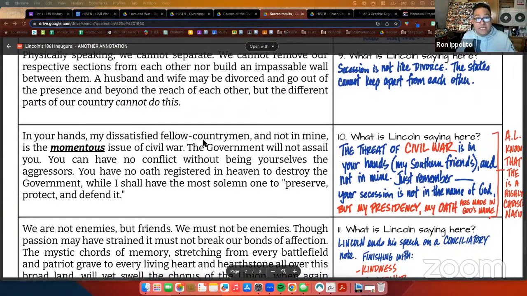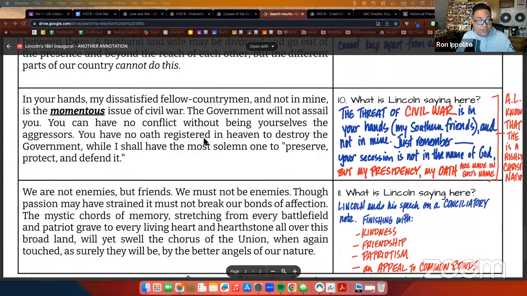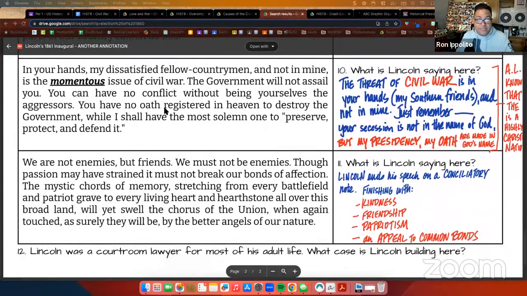And so now this is when he finishes on a very conciliatory tone. He's ending on a tone of kindness and he's trying to keep the peace, right? He says, in your hands, my dissatisfied fellow countrymen, and not in mine is the momentous issue of civil war. So you, the South, when he says dissatisfied fellow countrymen, he's talking about the South. The issue of civil war. Are people going to die? Are tens of thousands, hundreds of thousands of people going to die? If so, it's on you. You decide whether or not we're going to have civil war, right?